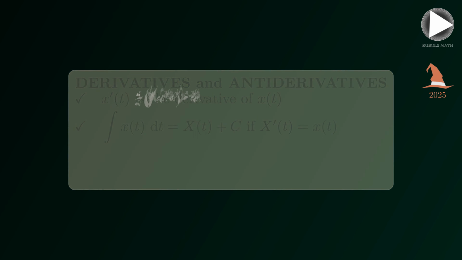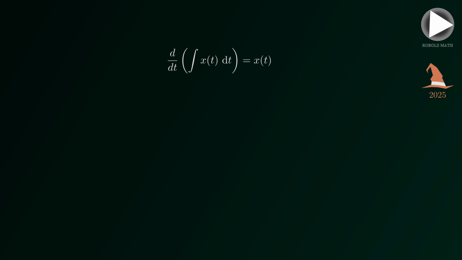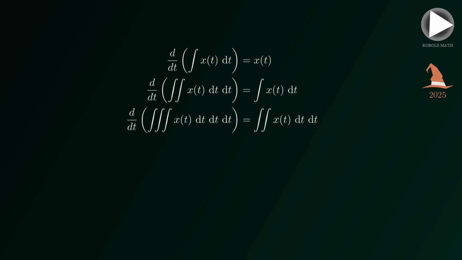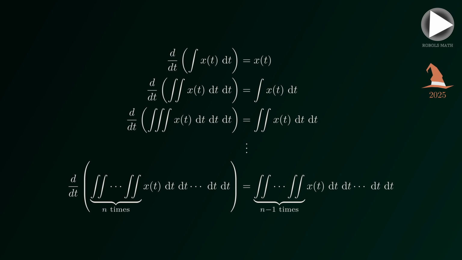That is, the derivative of the antiderivative of x of t is simply x of t. It also follows from this that the derivative of the antiderivative of the antiderivative of x of t is simply the antiderivative of x of t. Extend this inductively to higher numbers of nested antiderivatives and say that the derivative of n counts of antiderivatives is n minus 1 counts of antiderivatives.